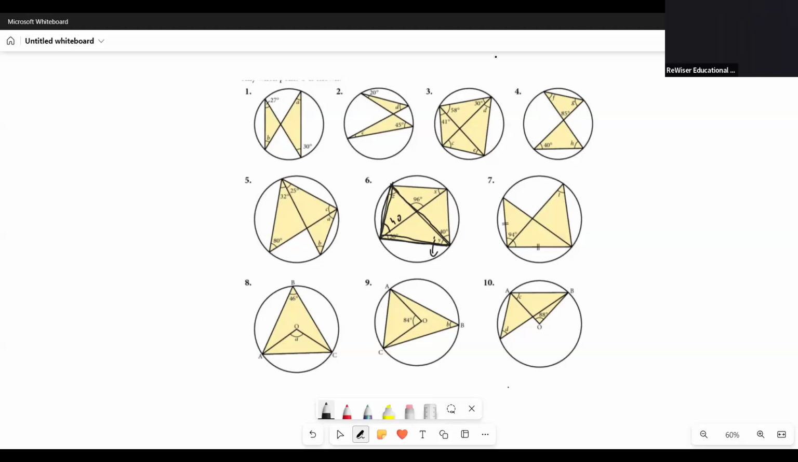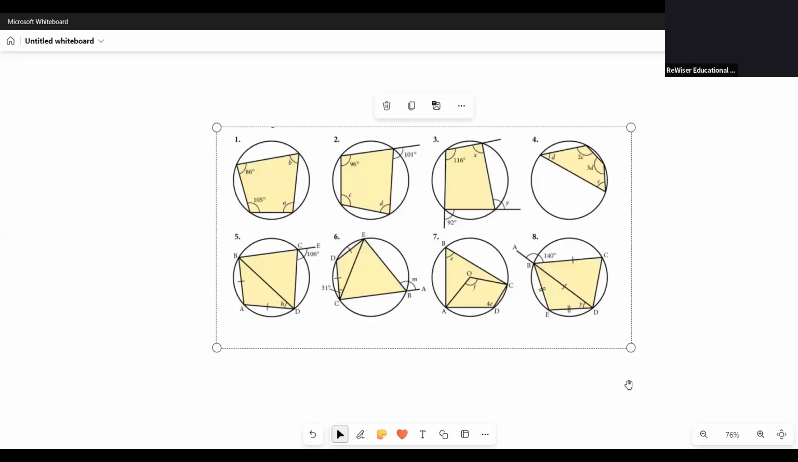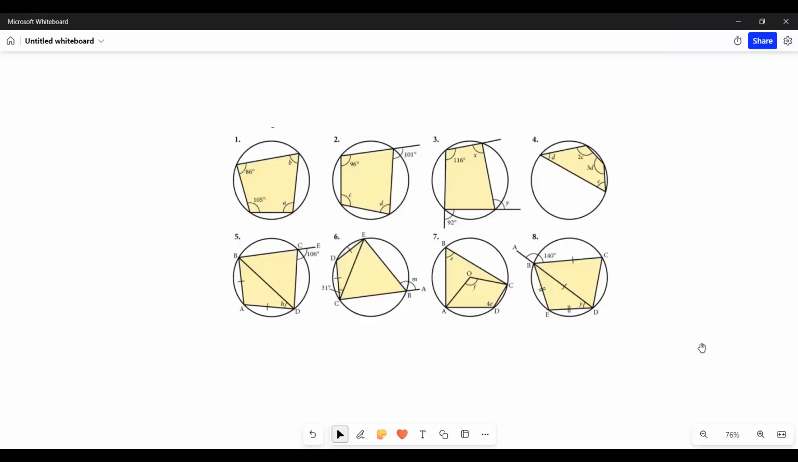So I'll place a few more, right? I'll just stop sharing for a moment, then I'll take it. Are you able to see 11? Yes. Please go for this.